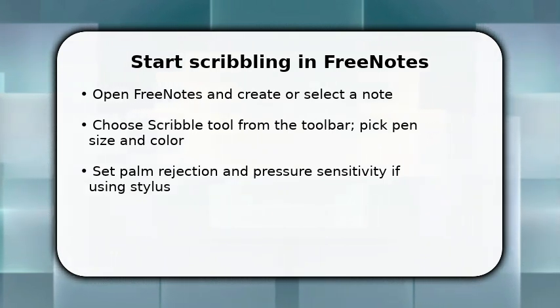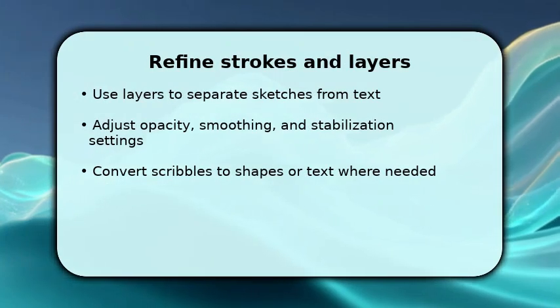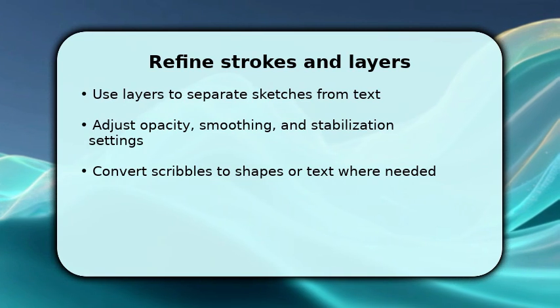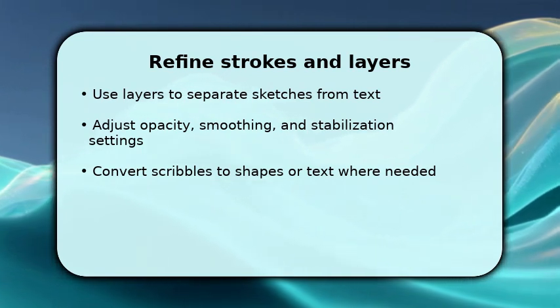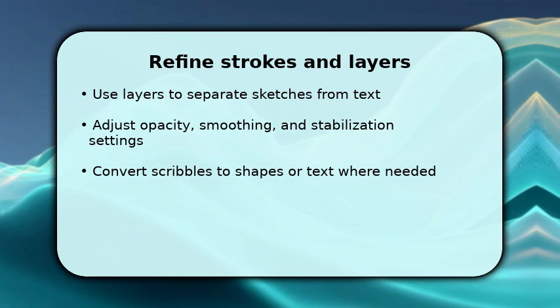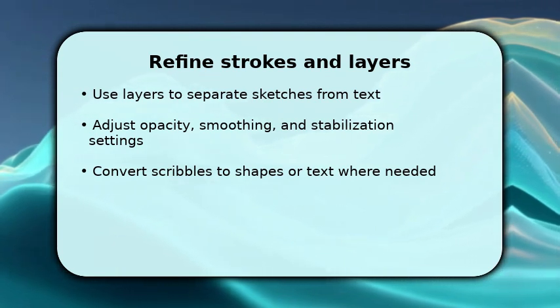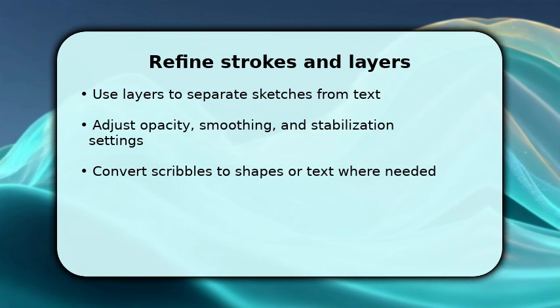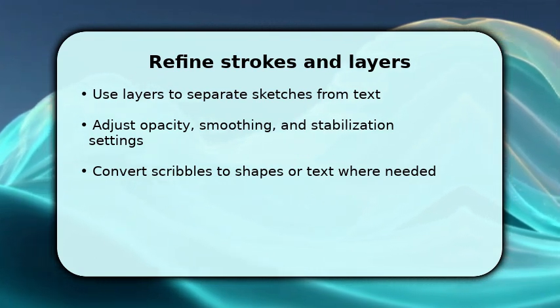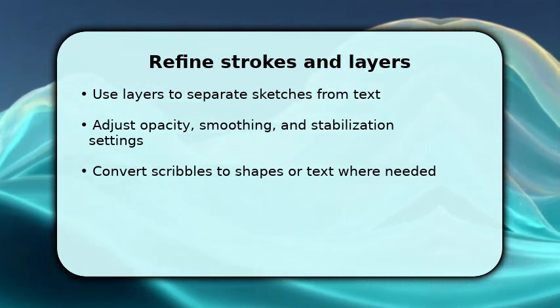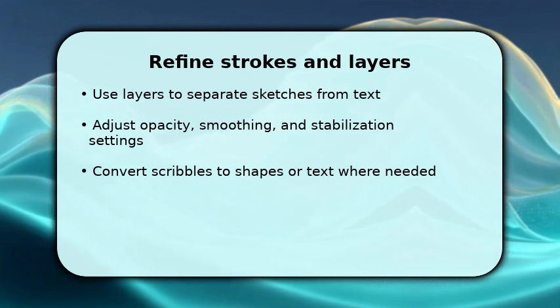Once you have basic strokes, organize your work with layers so sketches remain editable and text stays crisp. Layering avoids accidental edits. Then fine-tune smoothing and stabilization to reduce jitter. Use higher smoothing for steady lines and lower for quick annotations. If you need precision, lower pen size and adjust opacity to trace.